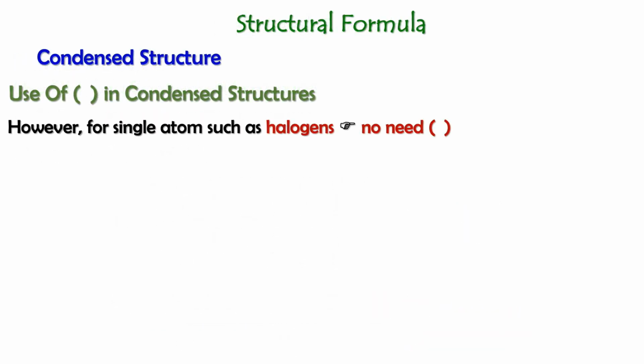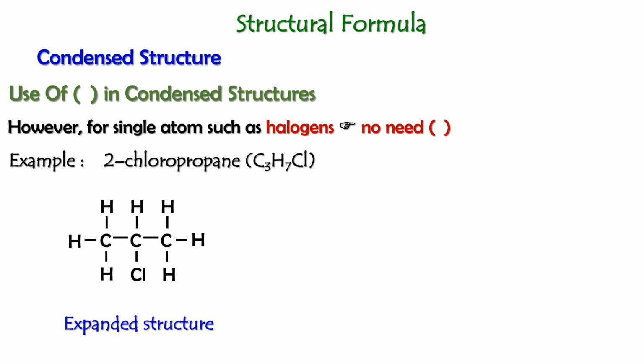If we have a molecule with single atoms such as halogens, we do not need to use the bracket symbol. For example, if we have 2-chloropropane with formula of C3H7Cl, this would be the expanded structure. And if we convert it into the condensed structure, the structure would be like this or like this.